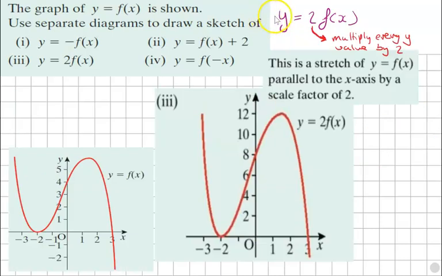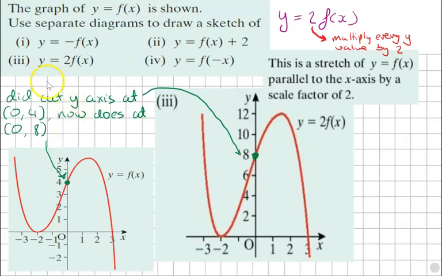Next, we have y is equal to 2f of x. So what we do is we multiply every y value by 2. So if we focus in on the point 0, 4 on our original function and 0, 8 in our new function, y is equal to 2f of x. So our graph did cut the y-axis at 0, 4, and now it cuts the y-axis at 0, 8. And 4 multiplied by 2 makes 8. So we multiplied the y value by 2.